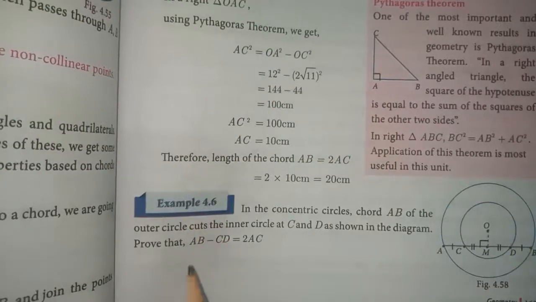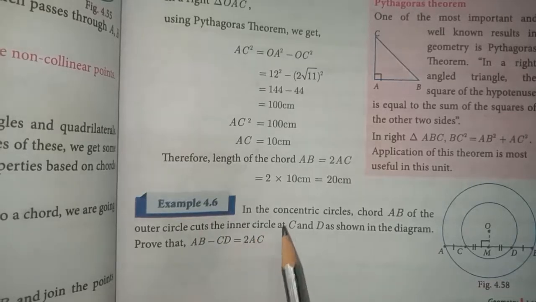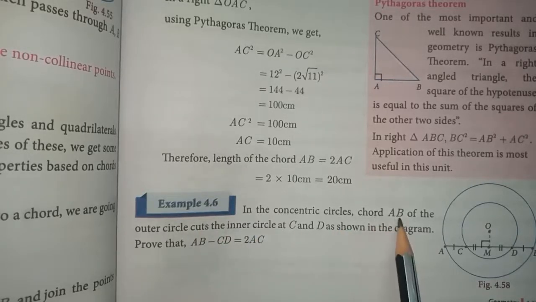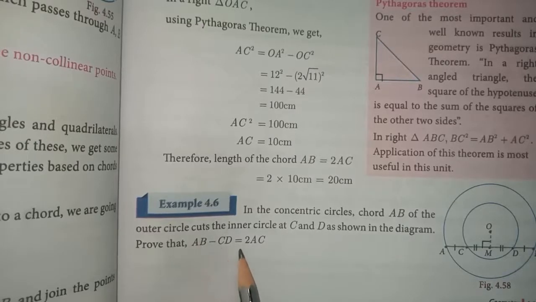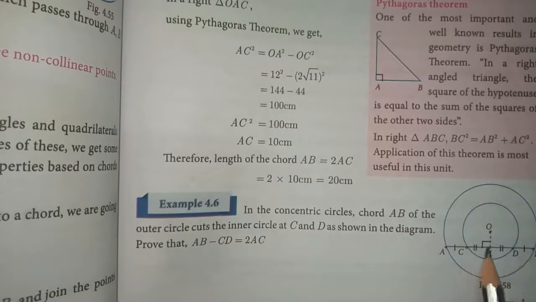Example 4.6, which is on page number 163. In the concentric circles, chord AB of the outer circle cuts the inner circle at C and D as shown in the diagram. Prove that AB minus CD is equal to 2 times AC. So in this, AB is the chord of the outer circle which cuts the inner circle at C and D as shown in the figure. So O is the center of the circles. You have to prove that AB minus CD is equal to 2 times AC.